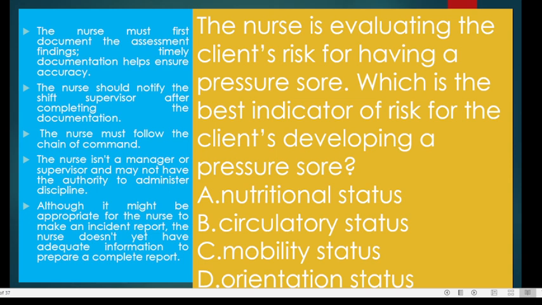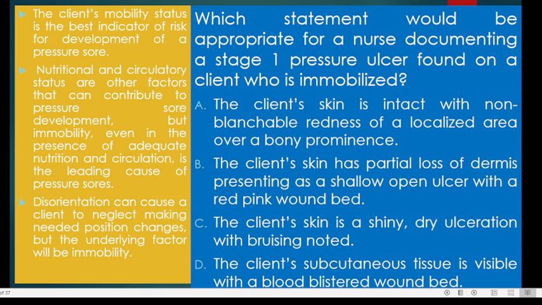Great, guys. The best one is mobility status. So the client's mobility status is the best indicator of risk for development of a pressure ulcer or pressure injury. Nutritional and circulatory status are other factors that can contribute to pressure ulcer development, but immobility, even in the presence of adequate nutrition and circulation, can cause pressure ulcers. Disorientation can cause a client to neglect making needed positional changes, but the underlying factor will be immobility.